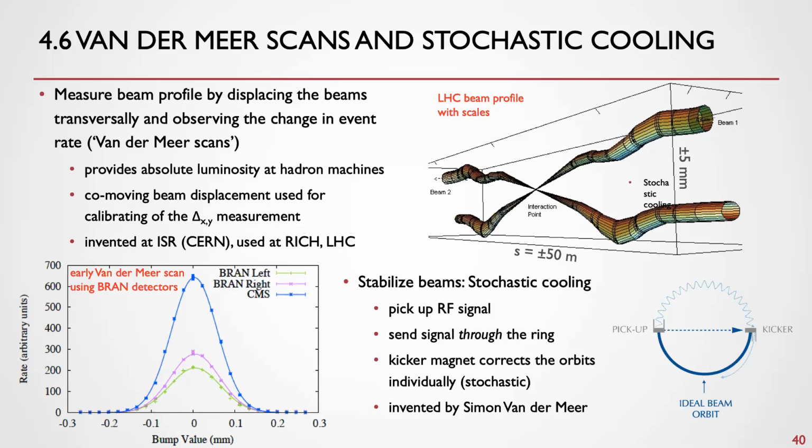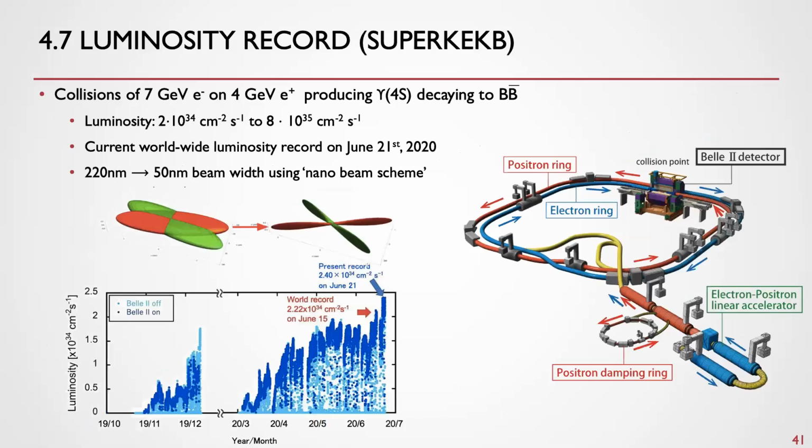That's an invention also by Simon van der Meer. He invented both of these things on the slides: the van der Meer scans for the luminosity measurement, and the stochastic cooling for operating the beam in the presence of disturbances. Both are really necessary, everyday procedures that are carried out when operating these colliders, and they make operating colliders possible.